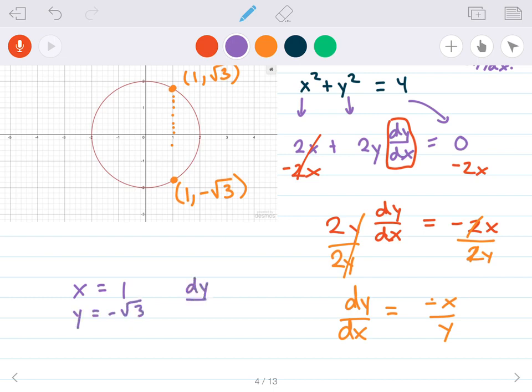So the derivative dy dx is just equal to negative 1 over negative root 3, which simplifies to a positive because we have the double negatives. This is our slope. So that's how we deal with these implicit functions that are not really functions when we define them explicitly. We take the derivative, and the derivative should be in more than one variable.